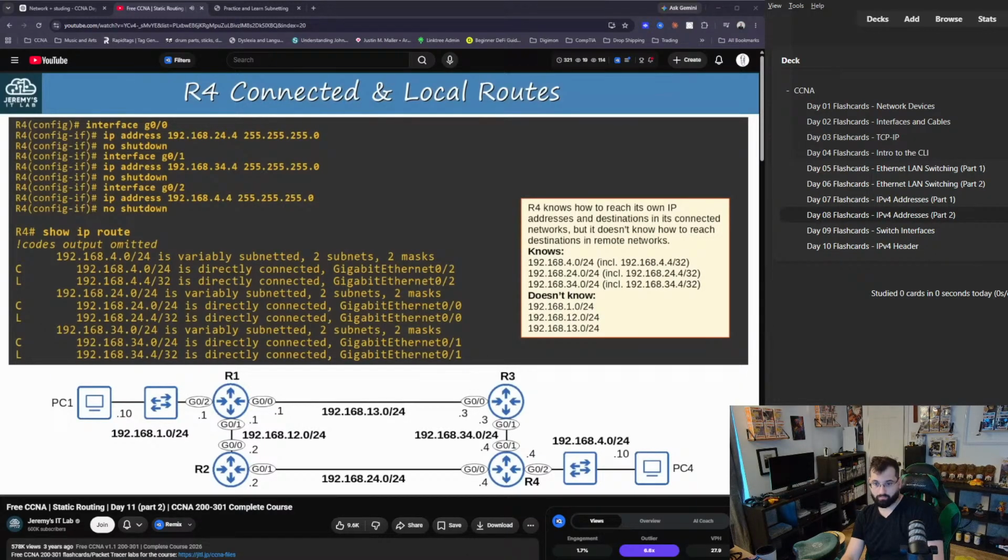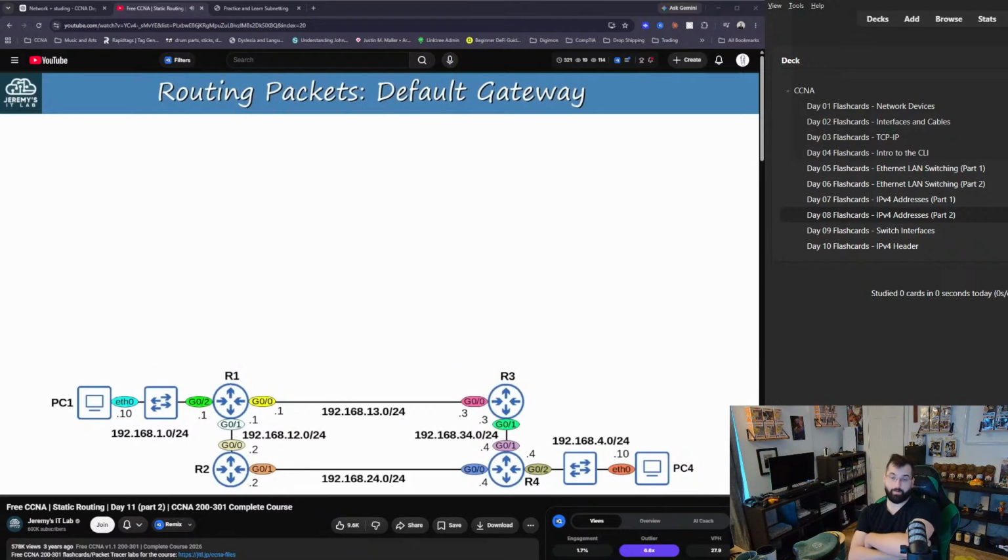For example, if it receives a packet destined for PC4, 192.168.4.10, it has a route to 4.0/24, so it would be able to forward the packet to PC4. However, if it receives a packet destined for PC1, 192.168.1.10, it doesn't have any routes that match that destination IP, so it would have to drop the packet. So, all of these routers have connected and local routes. Now let's start looking at how we can configure them to allow PC1 and PC4 to communicate.